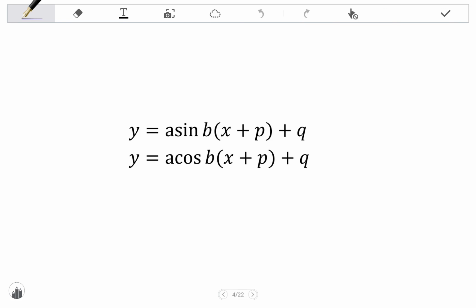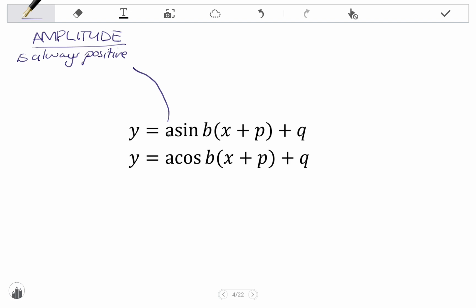Looking at the equations of the different functions and understanding the effect of the parameters a, b, p, and q. So let's start with a. Okay, a gives us the value of the amplitude of the graph. Okay, but now the amplitude is always positive. But in our equation, a can be a negative value.